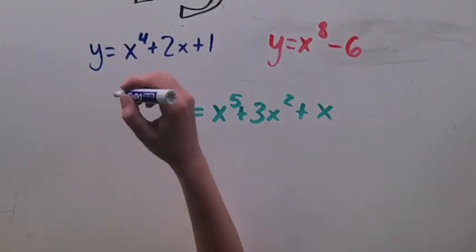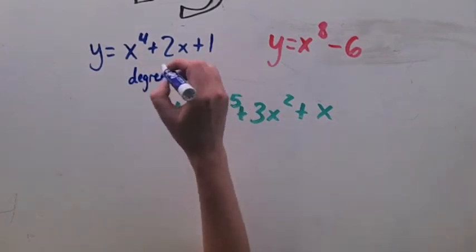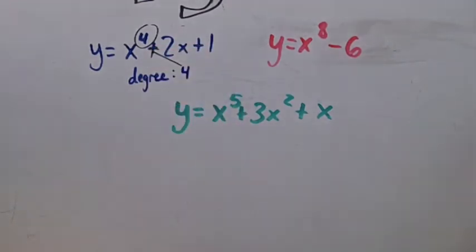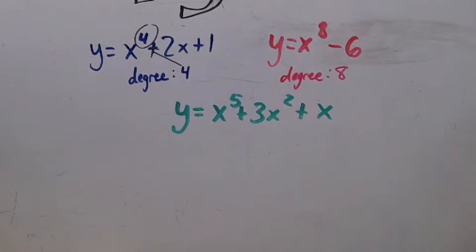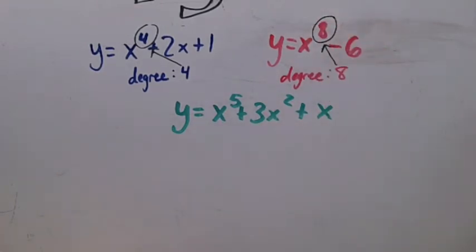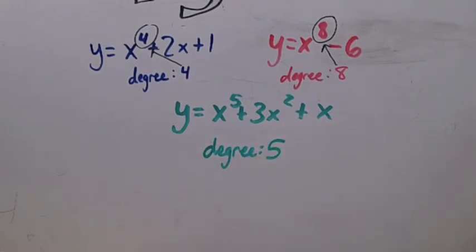The polynomials are then categorized by the degree of the largest exponent. So the equation y equals x to the 4th power plus 2x plus 1 has a degree of 4, since the largest exponent in the equation is 4. That means y equals x to the 8th power minus 6 has a degree 8, while y equals x to the 5th power plus 3x squared plus x has a degree of 5.